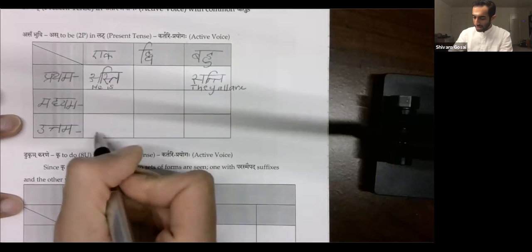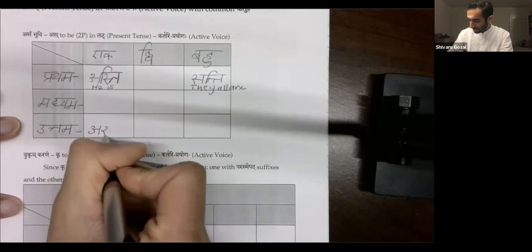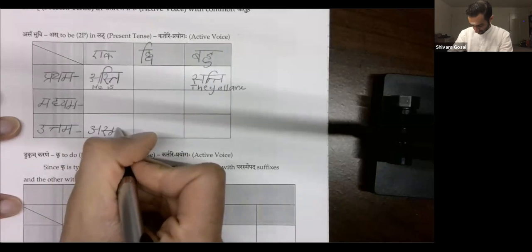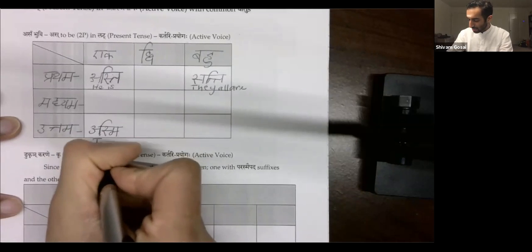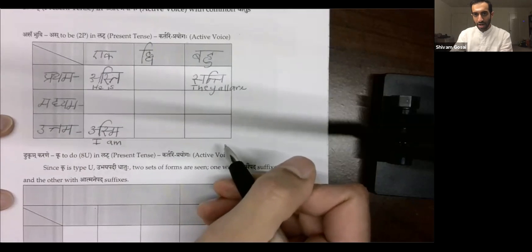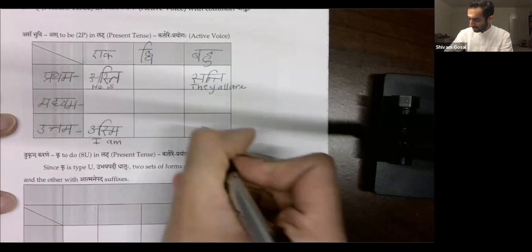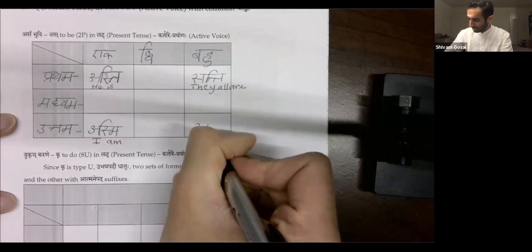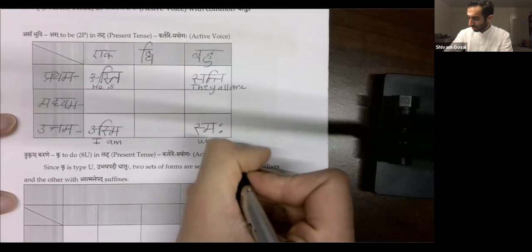Okay, Uttama Purusha Ekavachanam: asmi. I am. Aham Brahmasmi. We hear that in Vedanta. Brahmasmi, Brahma asmi. I am Brahman. And smaha. We all are.